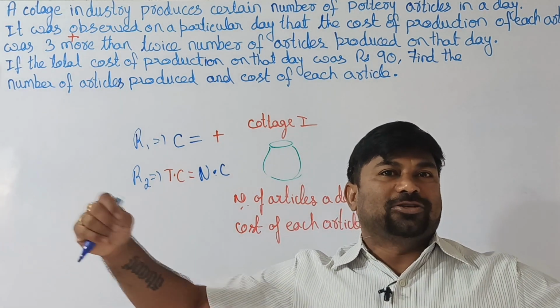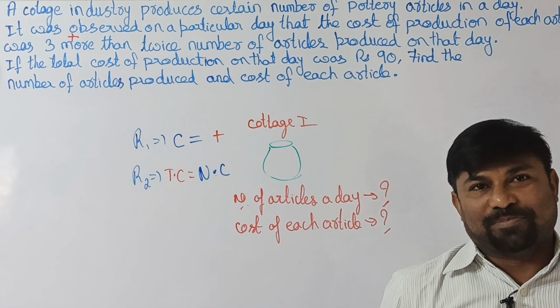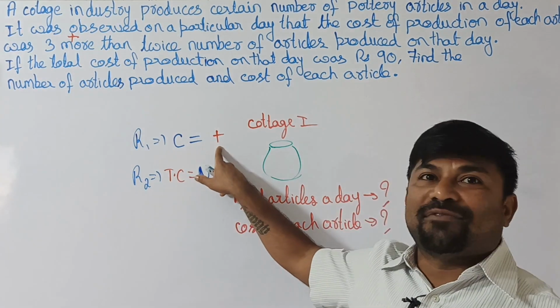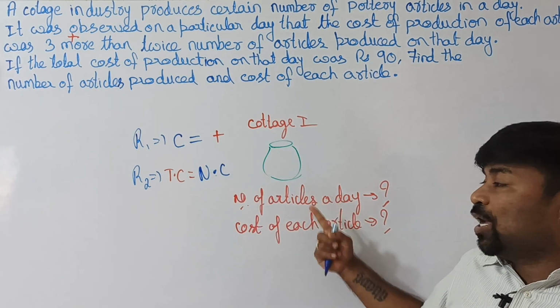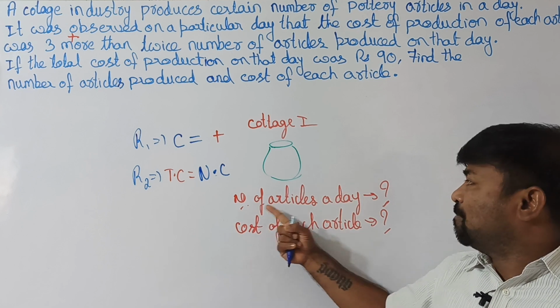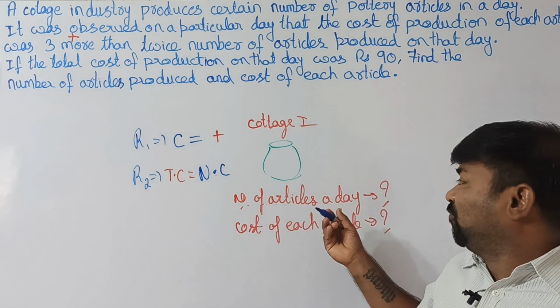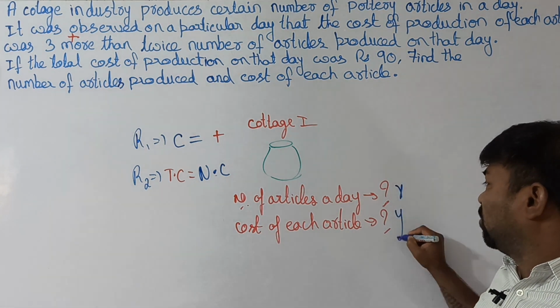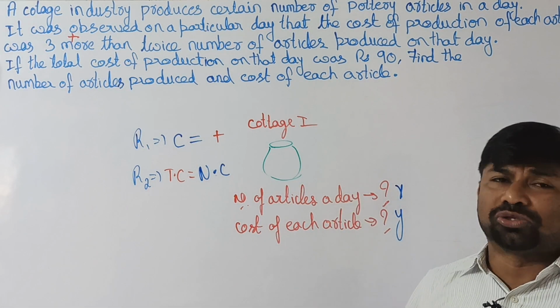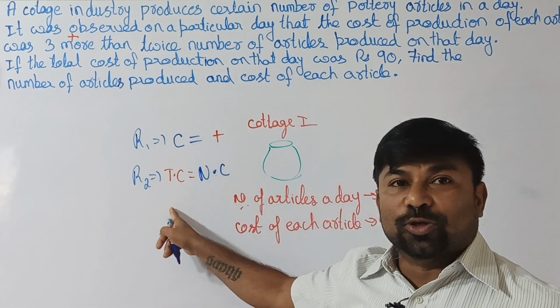They are unlike relations. Then how to get along? We have 2 unknowns: the number of articles a day and the cost of each article. If you assume the first one as x and the second one as y, we are supposed to find the values of x and y. But please remember, we have to use both the relations.